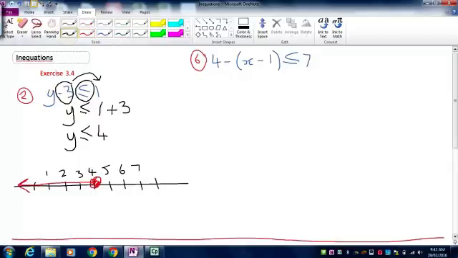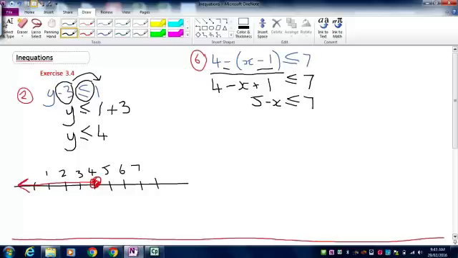So looking here at number 6, first we need to expand on the left hand side. So we get 4 times negative 1 times positive x gives me negative x, and then negative 1 times negative 1 gives me a positive 1 on the end. And I have less than or equal to 7 here. Now tidying up, 4 plus 1 gives me 5 minus x on the left hand side, and that's all less than or equal to 7.